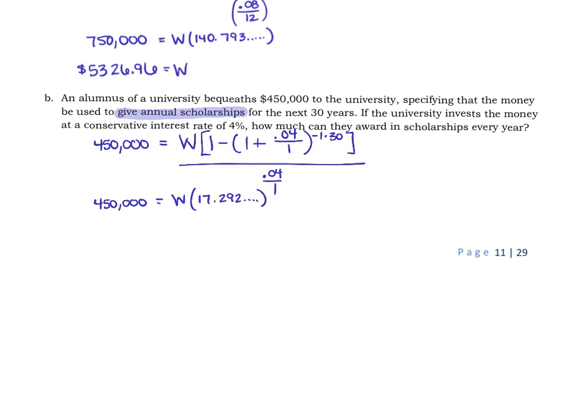So dividing both sides of the equation by that 17.292 number, the university can award $26,023.54 worth of scholarships every year from this particular fund. Whether that goes to one student or a whole bunch of students, that's up to them, but that's how much money that they've got to play with on a yearly basis for the next 30 years.